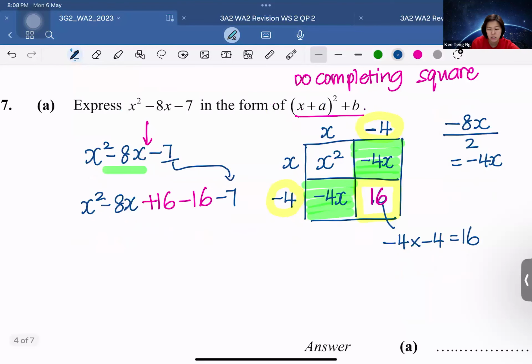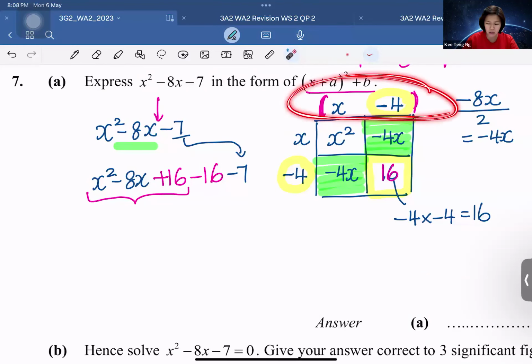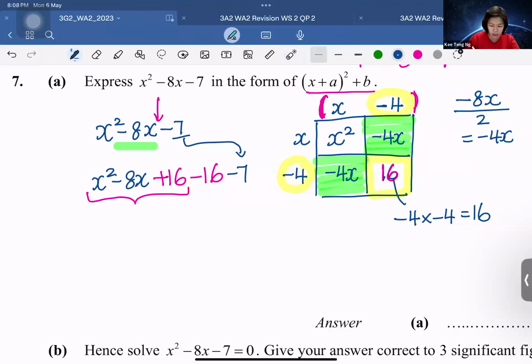So in this case, I have this portion already plus 16 minus 16, right? Then I do completing square. The first three parts, x squared minus 8x plus 16, become the square. This is x minus 4, the whole thing here. This comes from x minus 4. So the whole thing becomes x minus 4 whole thing squared.